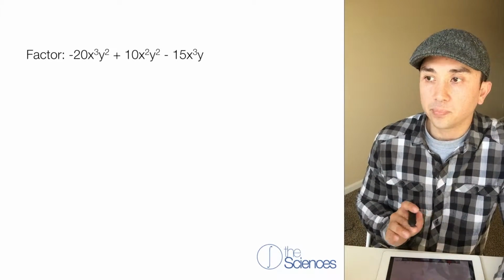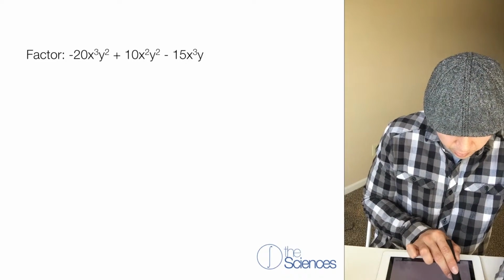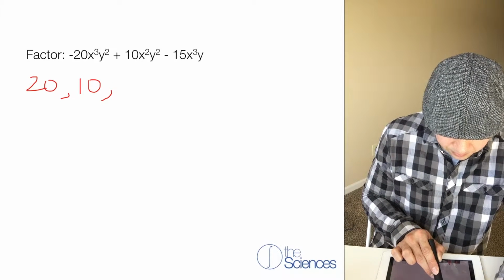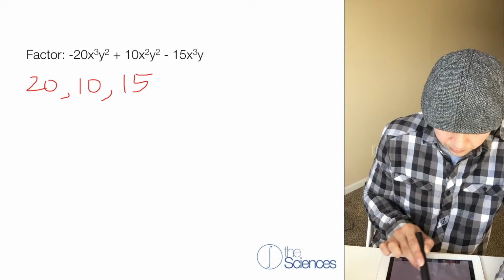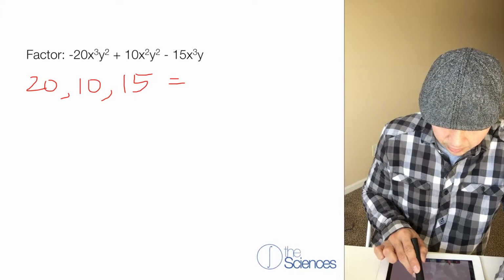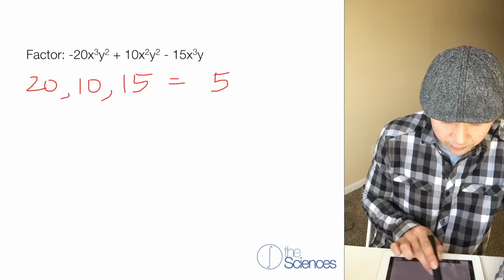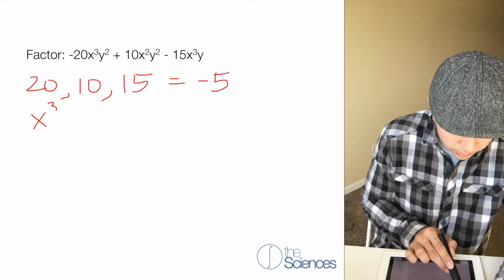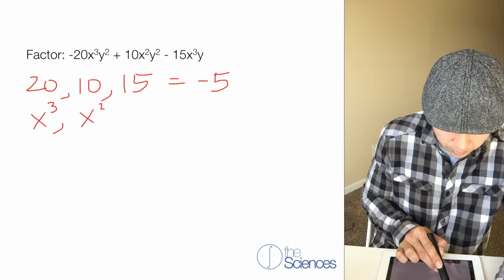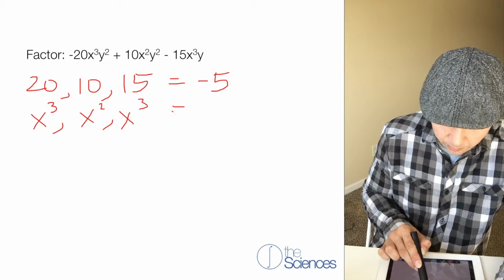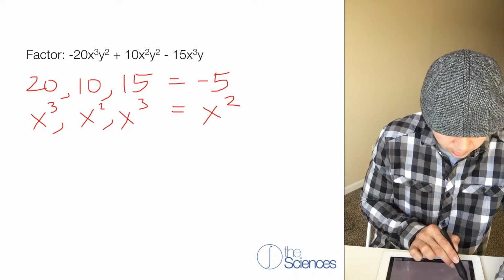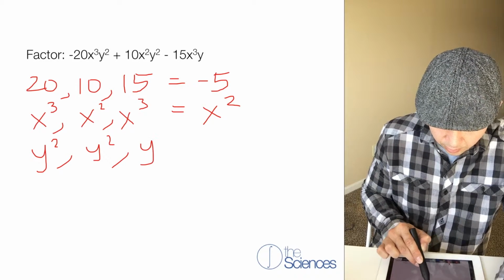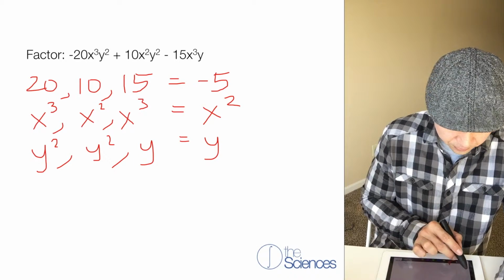So let's determine their greatest common factor. So 20, 10, and 15, our greatest common factor is 5. Now because we have negatives, we're going to use a negative 5. Now we have x cubed, x squared, and x cubed. So that means our greatest common factor is x squared. And then we have y squared, y squared, and y. So that means our greatest common factor is y.